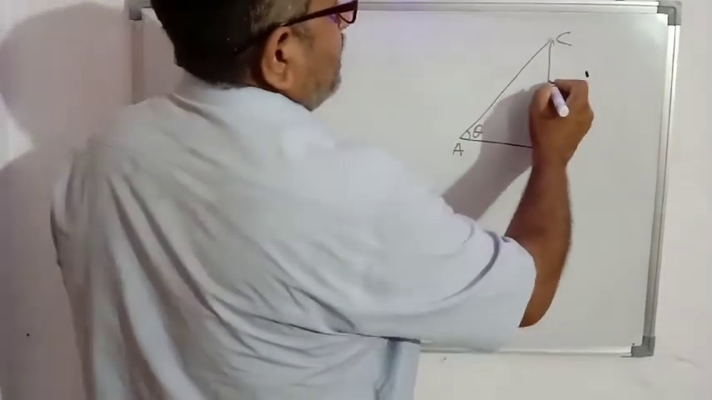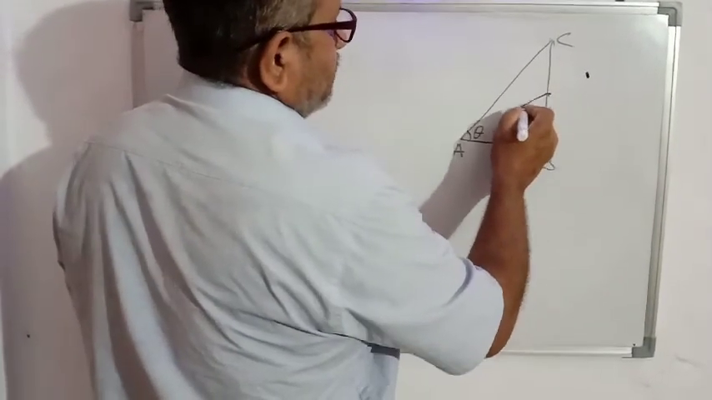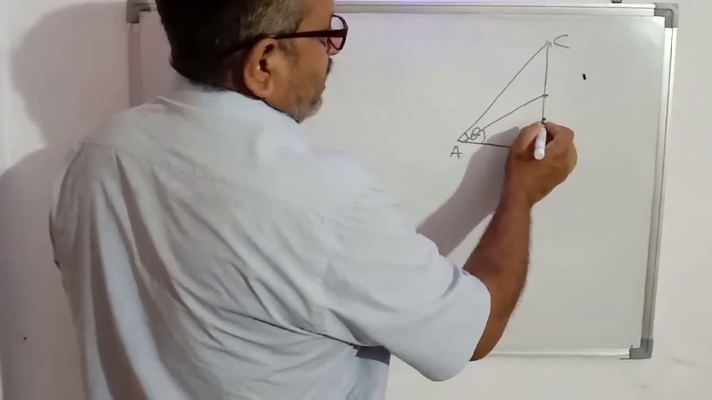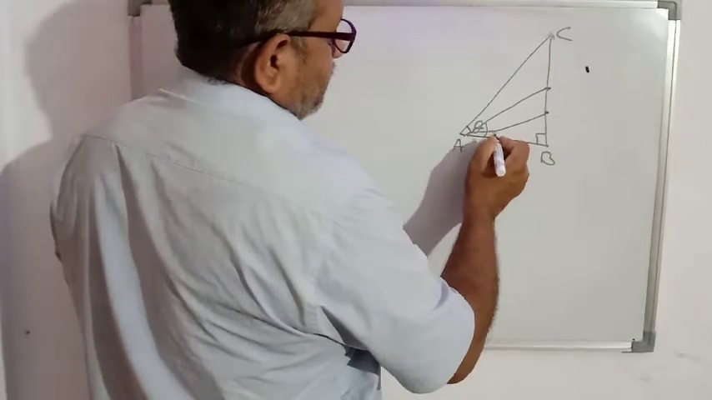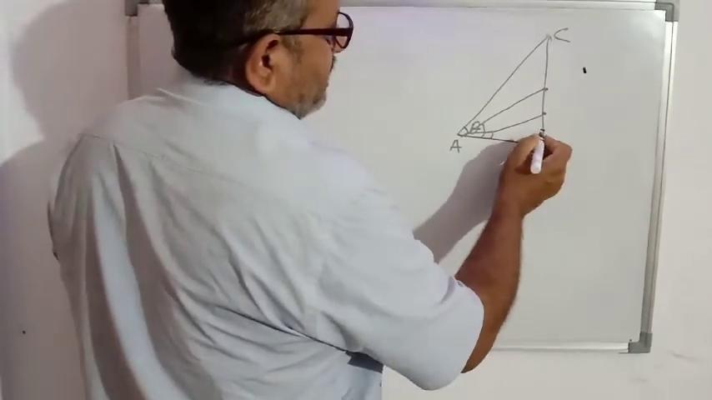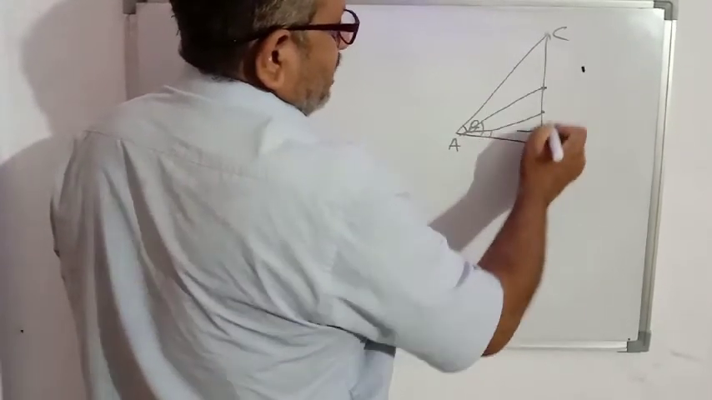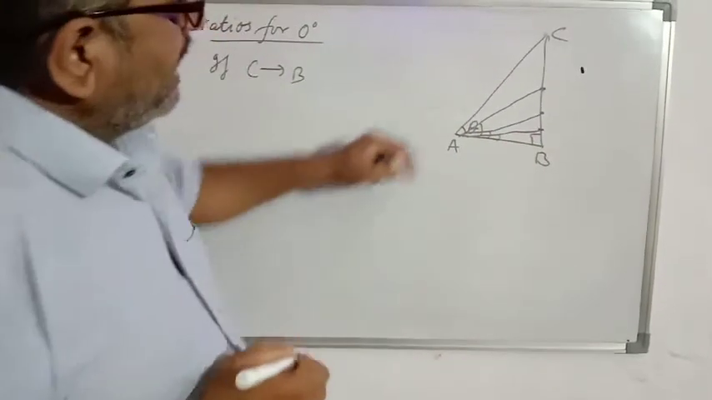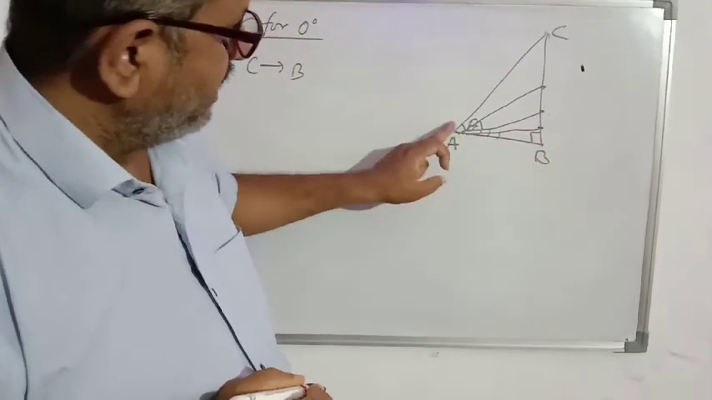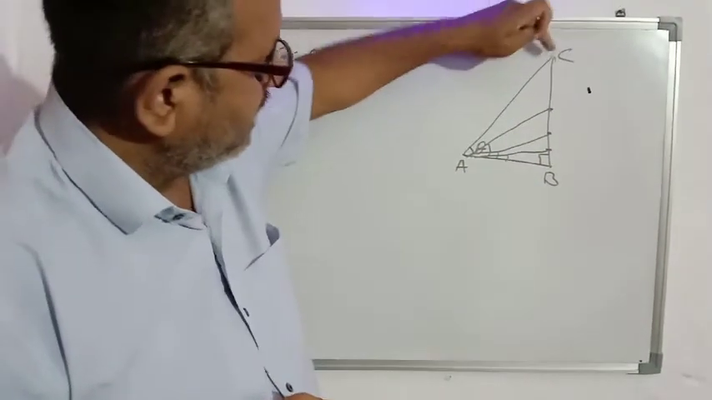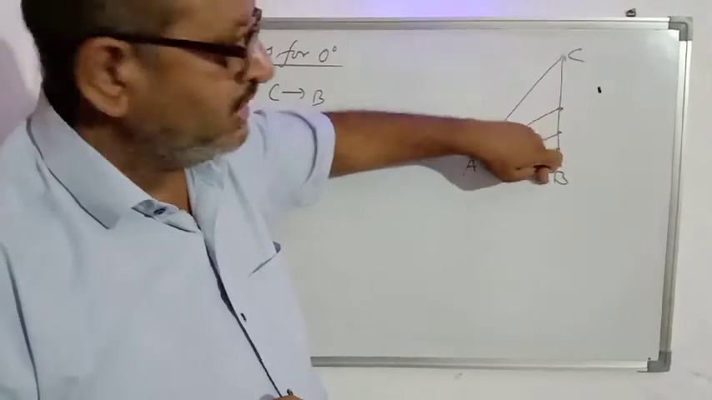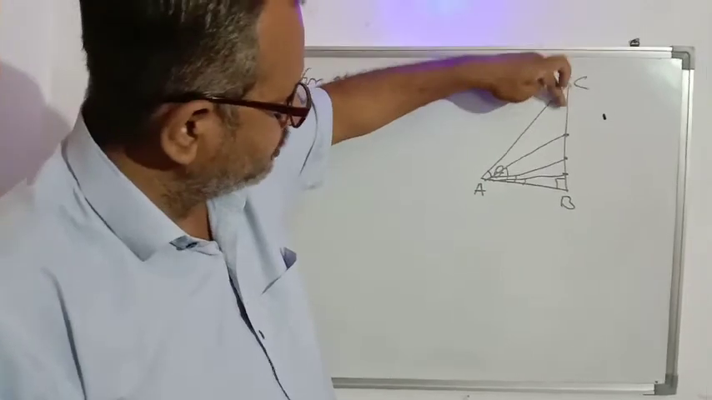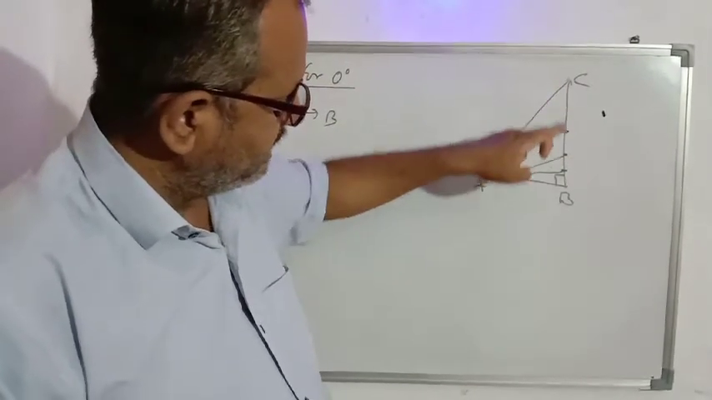See here, if C comes at this point, what will be theta? Theta will be less. Suppose C is at this point, then theta will decrease again. So as C moves towards B, the value of theta decreases. And when point C coincides with B, theta will become 0. As C moves towards B, the value of theta decreases continuously.